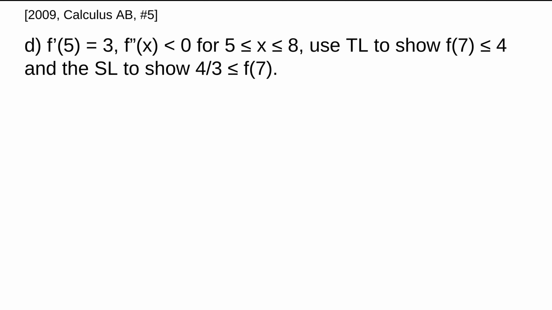In part D of the question, we are given that the derivative of f at x equals 5 is 3. We are given that the second derivative of f is less than 0 for all x on the closed interval from 5 to 8. And we are asked to use the tangent line to show that f of 7 must be less than or equal to 4, and then to use the secant line between 5 and 8 to show that f of 7 is greater than or equal to 4/3.